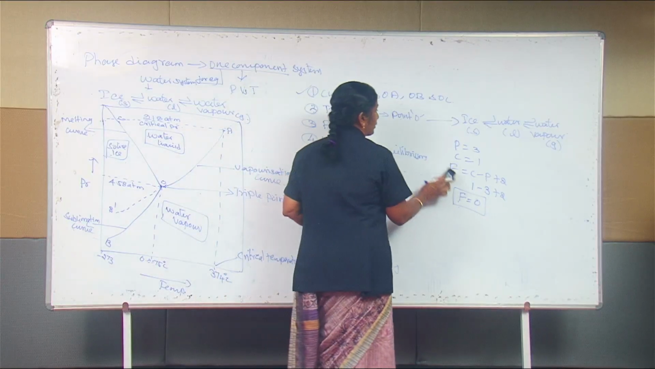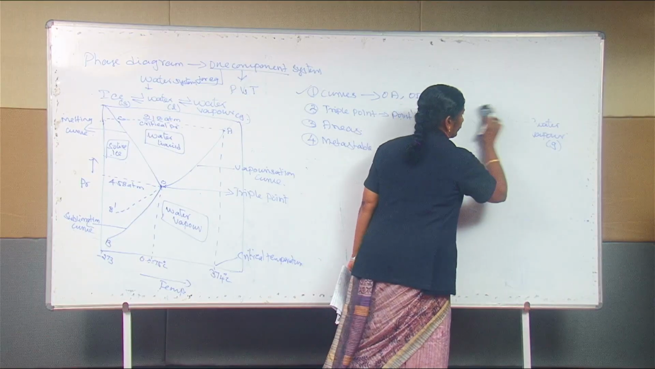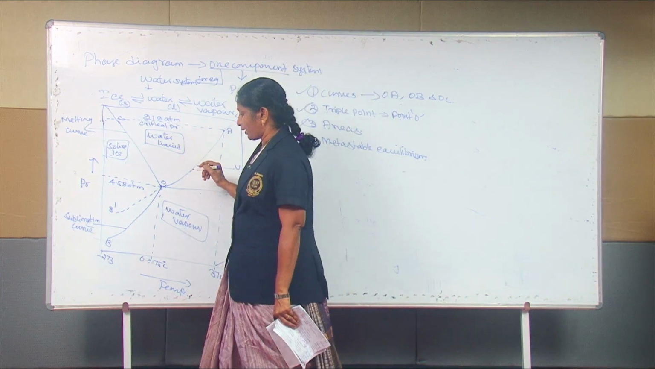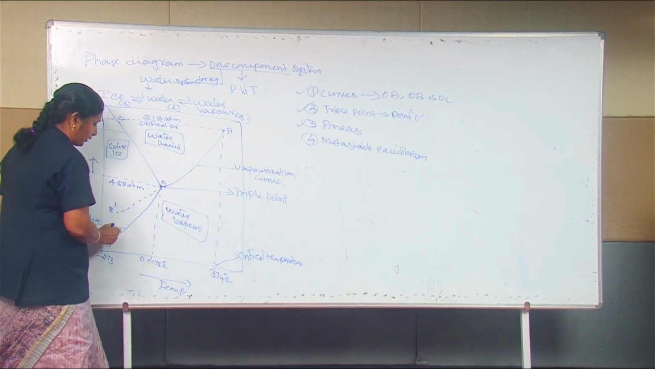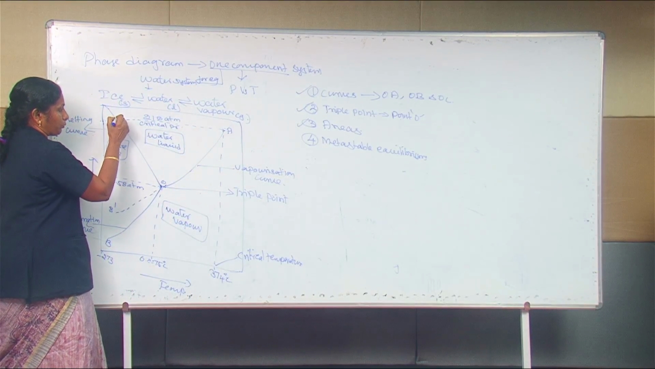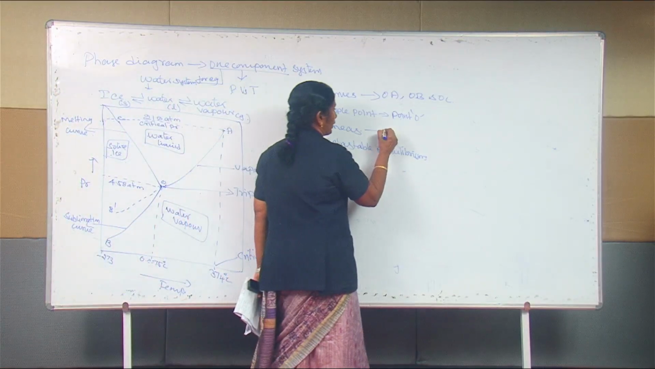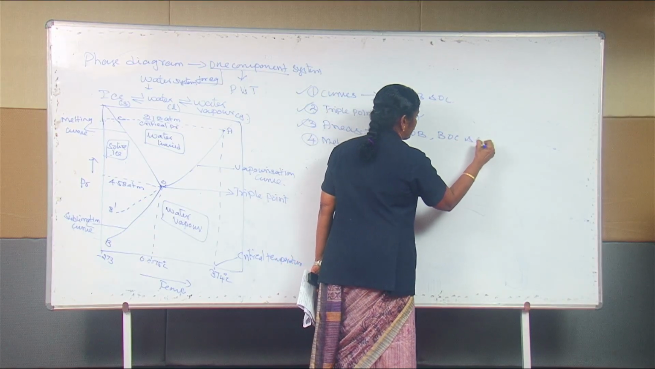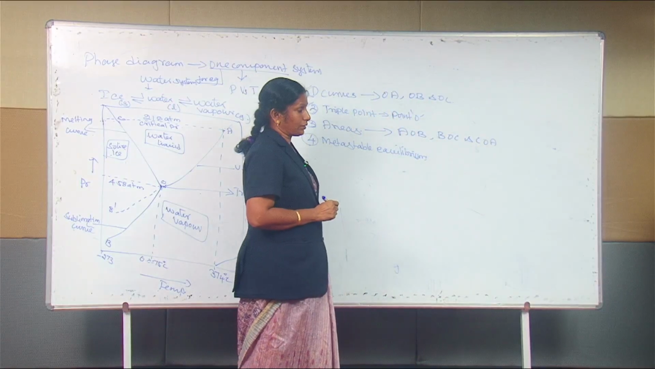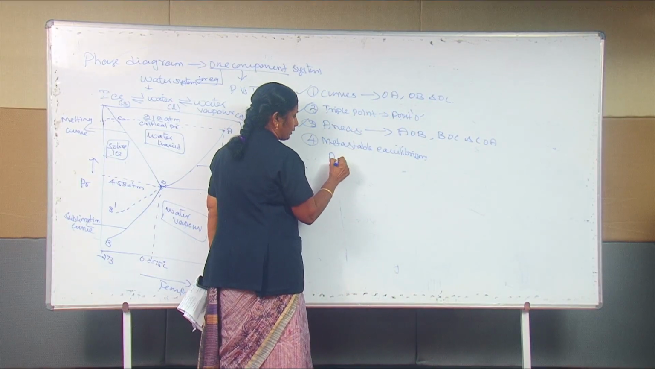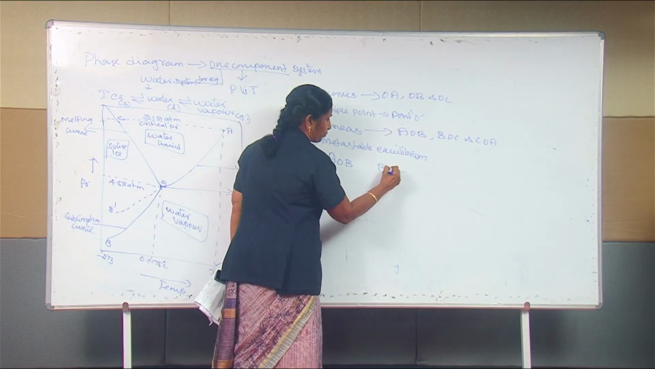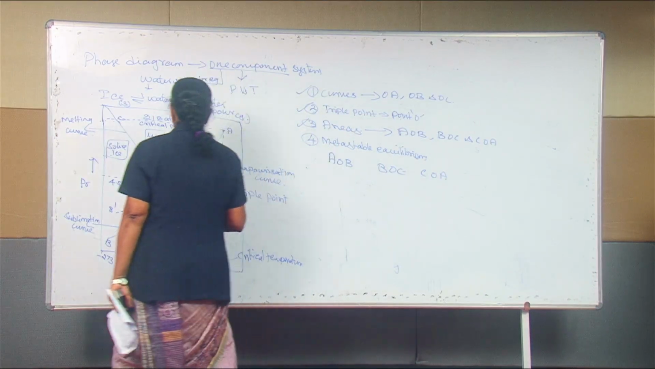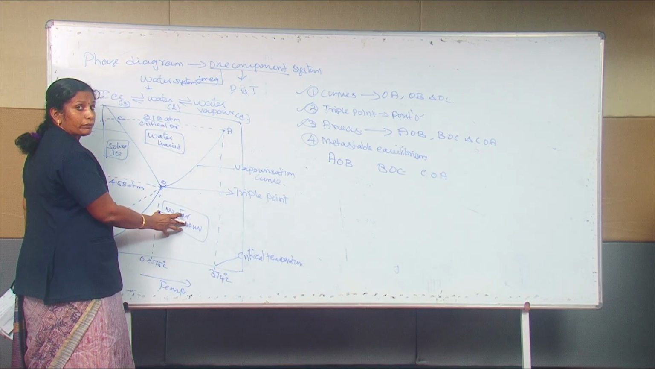Okay, and the next thing is the areas. There are 3 areas: AOB, BOC, and COA. Now I'll discuss them one by one. In the area AOB, only water vapor exists.